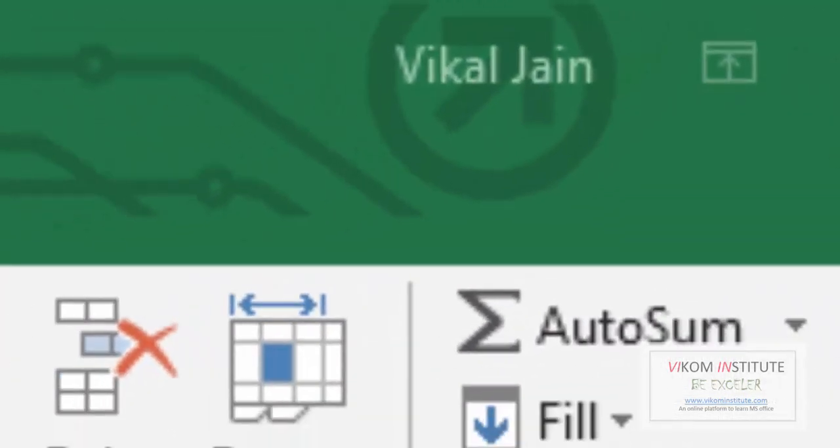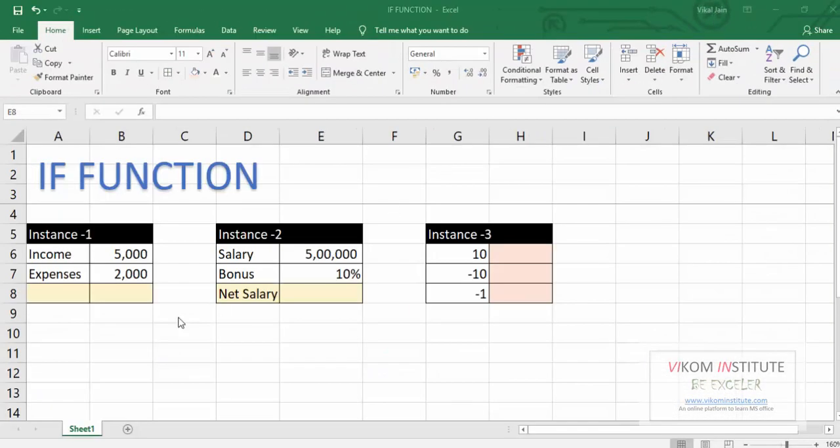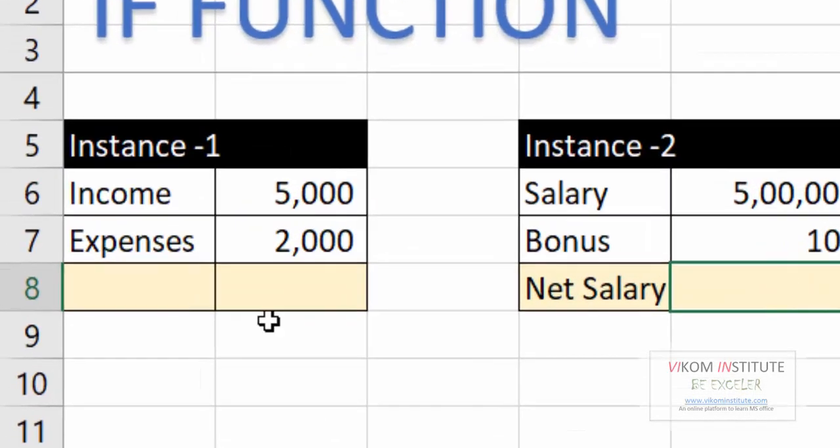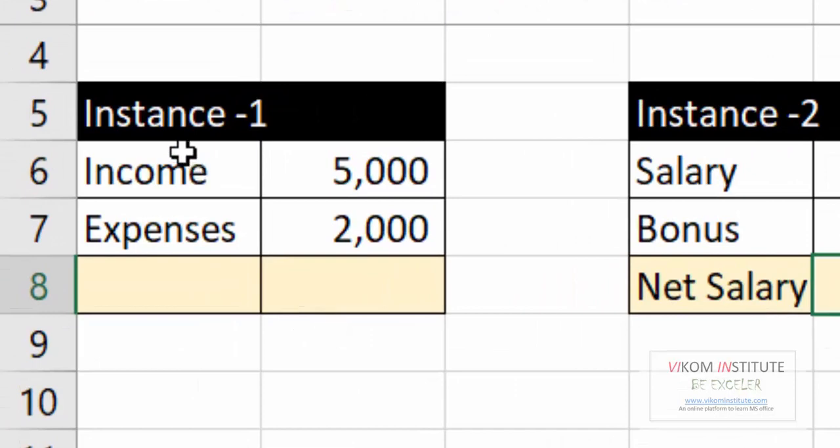My name is Vikal Jain and today I am going to show you a function with three examples. So let's begin. Here we have the first example. In this we have income of rupees 5,000 and expense of rupees 2,000. We all know we have a profit of 3,000.